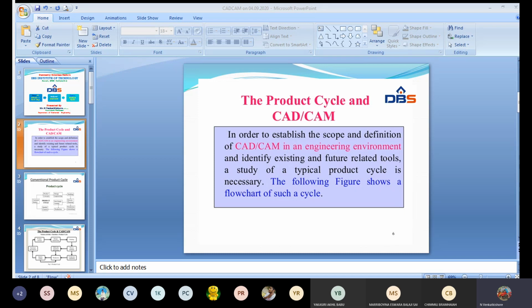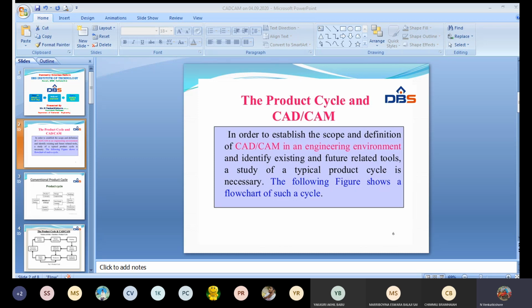Then in some cases, the design functions are performed by the customer and the product is manufactured by a different firm. For example, the design is made by one group and the manufacturing is done in some other way. Just like our Maruti Suzuki example. Maruti is a different company and Suzuki is a different company, but in the collaboration of these two, Maruti is the manufacturer and Suzuki is the designer.